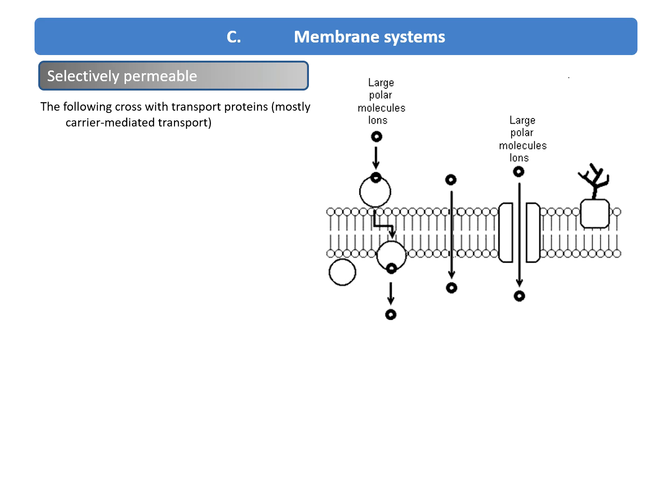Following cross with transport proteins, mostly forms of carrier-mediated transport. Large polar molecules, because they cannot fit between the gaps in the phospholipid bilayer. This includes glucose, amino acids, and many, many others. Ions absolutely can't cross the phospholipid bilayer, so they require transport proteins. Sodium, calcium, fluorine, and potassium, and many other ions as well.